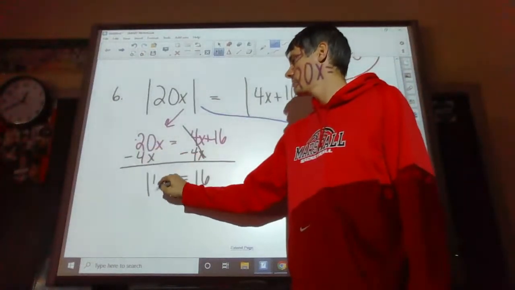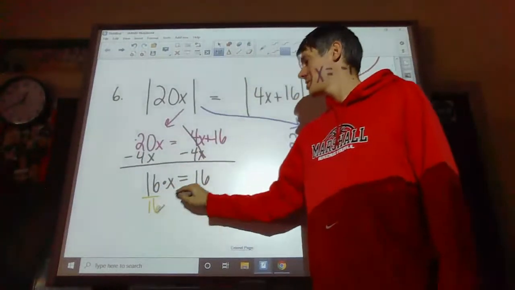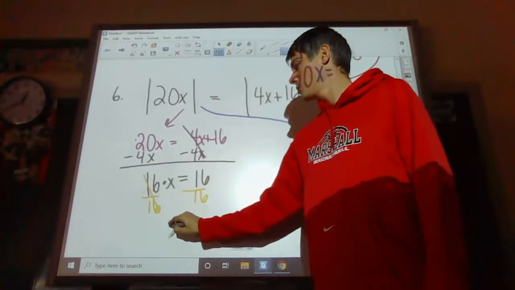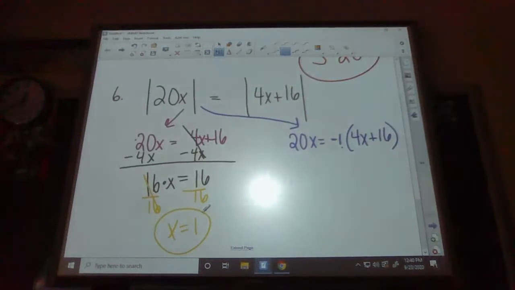20 minus 4 is 16. And here, 16 divided by 16 is 1. Whoops, I probably shouldn't have circled that yet, but I'll do that in a minute.